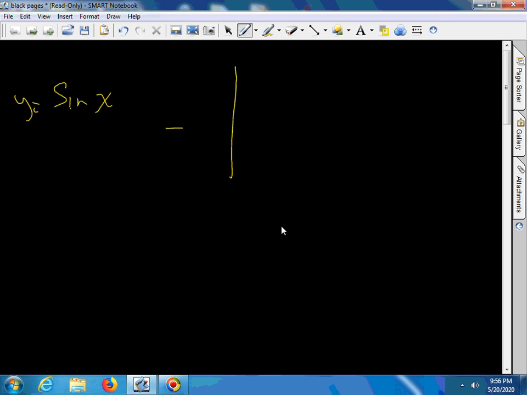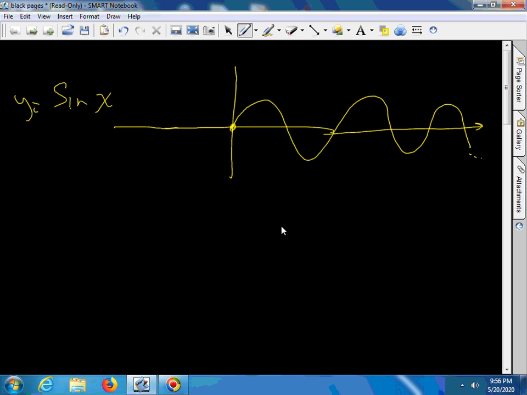Now, sine of x starts at 0 and goes this way forever and ever, and it goes this way to the left forever and ever. Now, sine x is a function because it always passes the vertical line test. Any vertical line I draw only hits the graph in one place. It never hits the graph in more than one place.